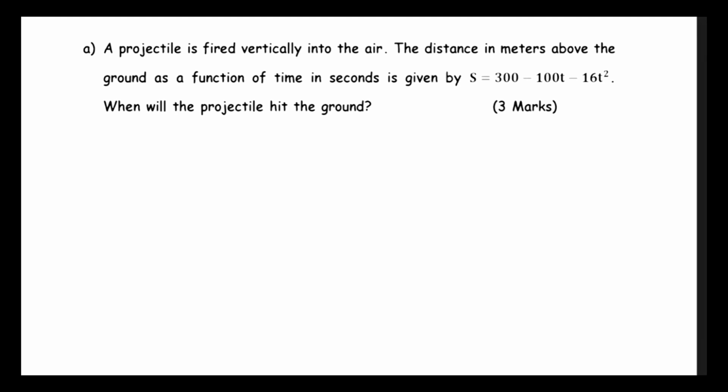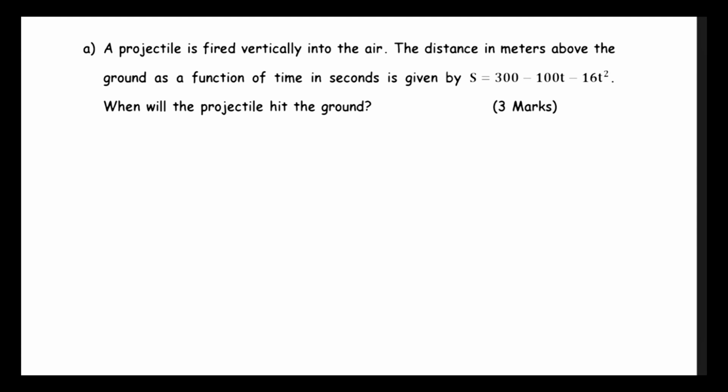So the next question says, a projectile is fired vertically into the air. The distance in meters above the ground as a function of time in seconds is given by s is equal to 300 minus 100t minus 16t squared.